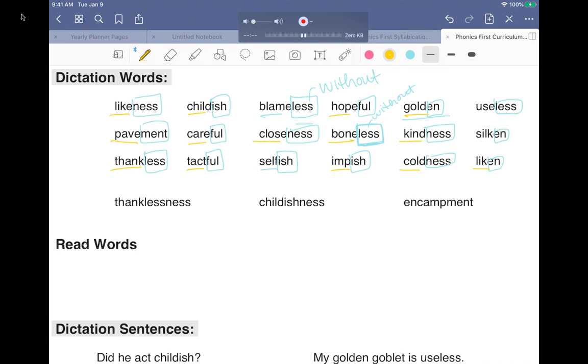kind, cold, like. One thing I want to show you about, so I have like and then in, and if I put them together, I don't double the E because that just doesn't look right. So like is a word all by itself. In is the suffix. We just take one of the E's away. Silk and use, okay? All right, if you have questions about this, holler at me, let me know.